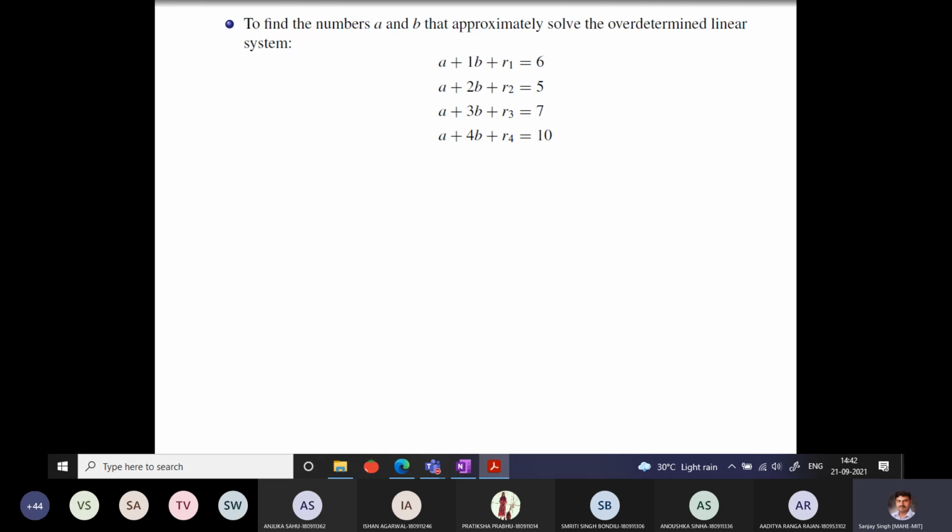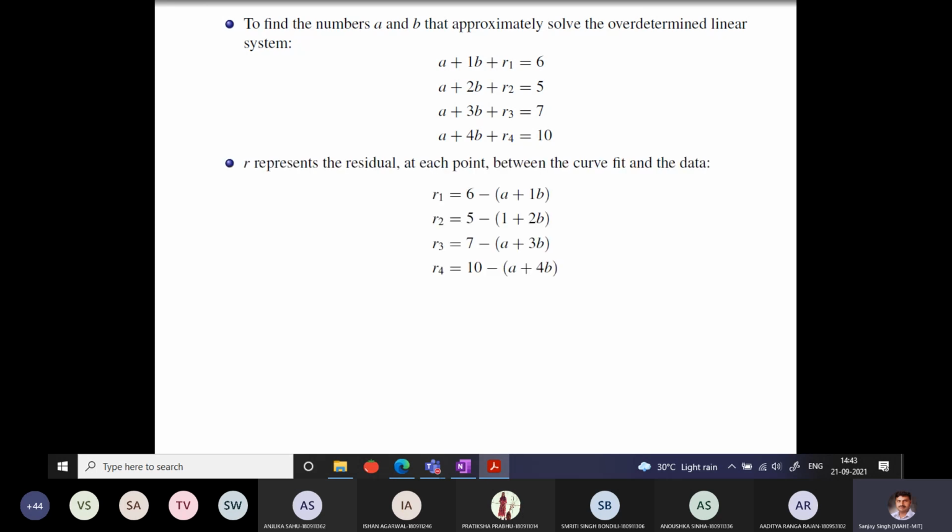Now you may be surprised: the model which you have taken is a plus bx equal to y, so why are you writing r1, r2, r3? These are some sort of error, called the residue, which I don't know how much it is. This r represents the residual at each point between the curve fit and the data, or in simple language you can say that it is the error. It is the actual desired value minus the value that a plus b x gives based on the a and b values.